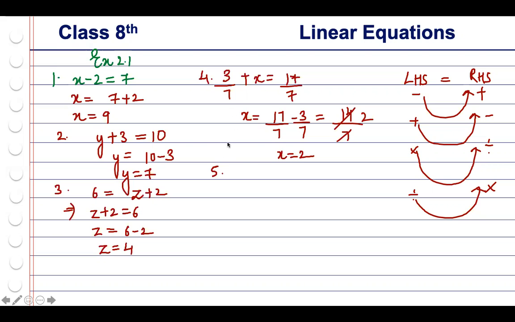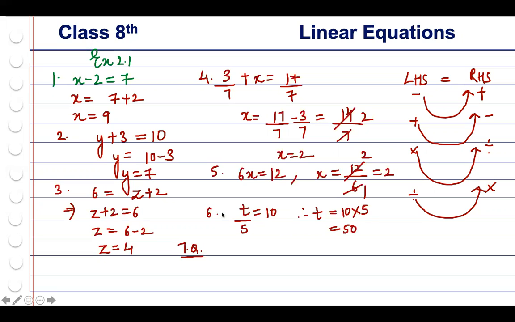Coming to the fifth question, 6x is equal to 12. So what I do is I divide 12 by 6. This gives me 2. 6 1s are 6, 6 2s are 12. Coming to the sixth question, t upon 5 is equal to 10. When I put this 5 on the other side, it becomes multiplication. 10 into 5 is equal to 50. Coming to the seventh question. These are the question numbers, okay? Don't get confused.